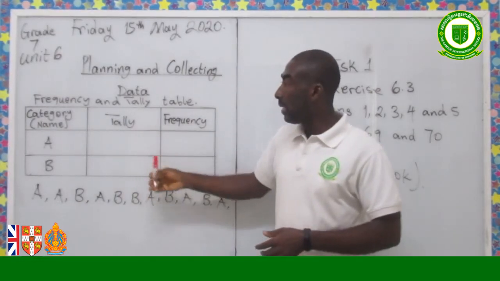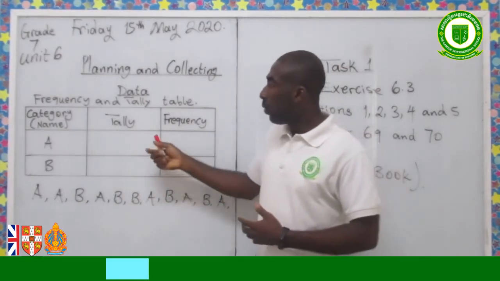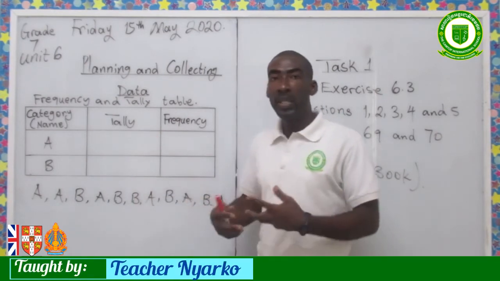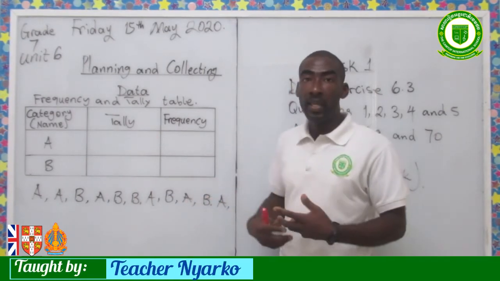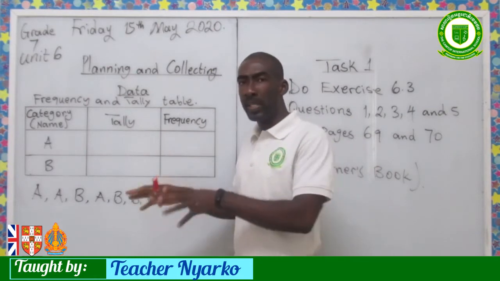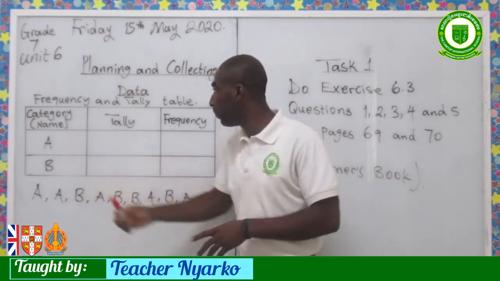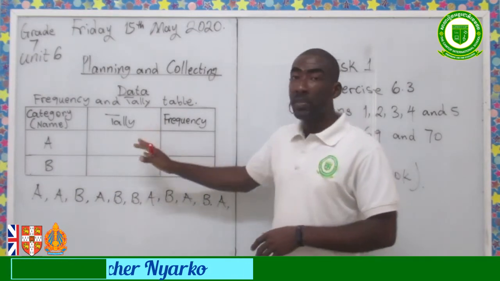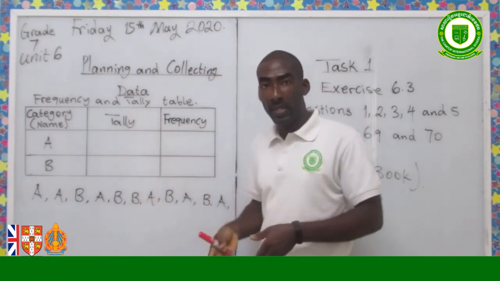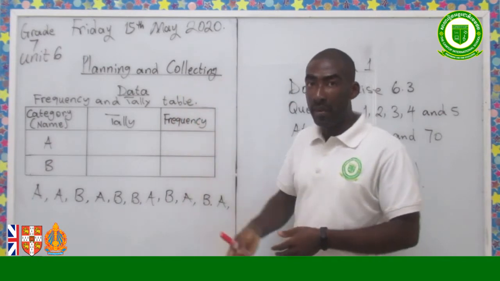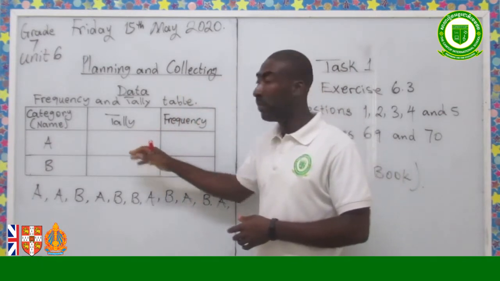Here is the tally. The tally will show how many times you are making a recording on a particular subject or a particular item at the category level. And tally comes in the form of stripes. So we use stripes to indicate tally.